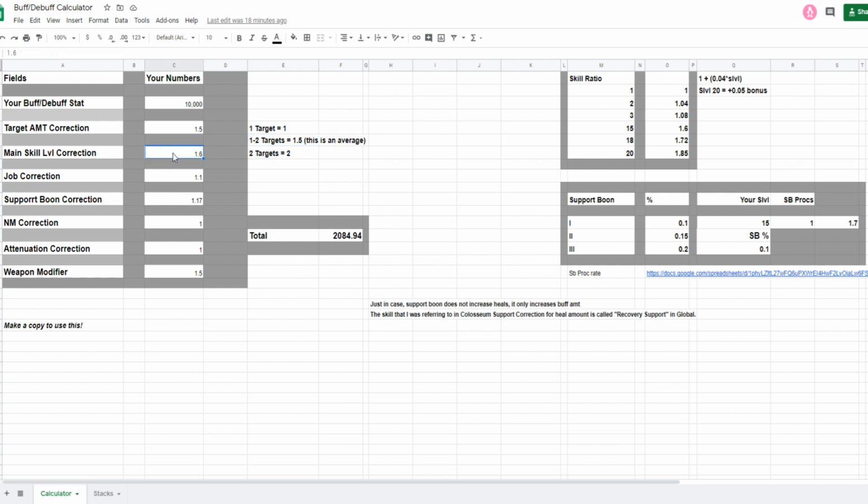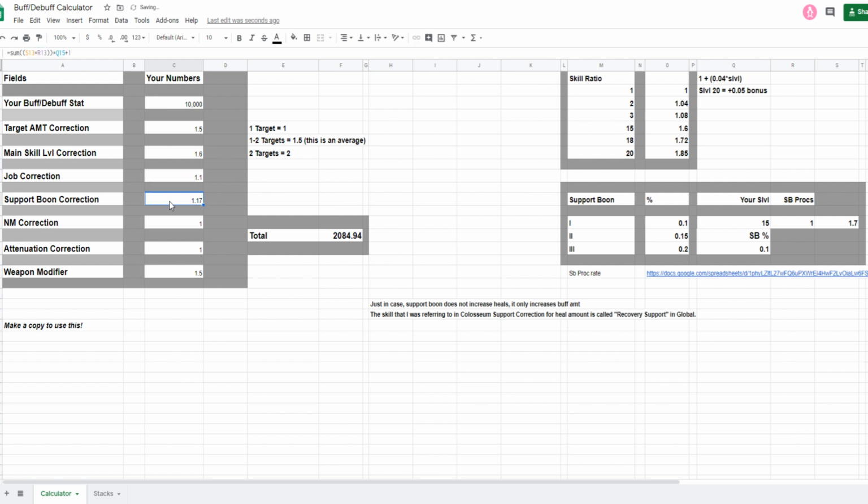The main skill correction here is literally the level of your actual main skill itself. I do have the ratios for that up here in the corner, if you guys are interested. The job correction, as stated in the healing video, is 1.1, assuming of course you are using the appropriate class for this specific job. Obviously, if you happen to have harps in your debuffing grid, then your harp will not get this and it will go down to 1.0. So do keep that in mind.